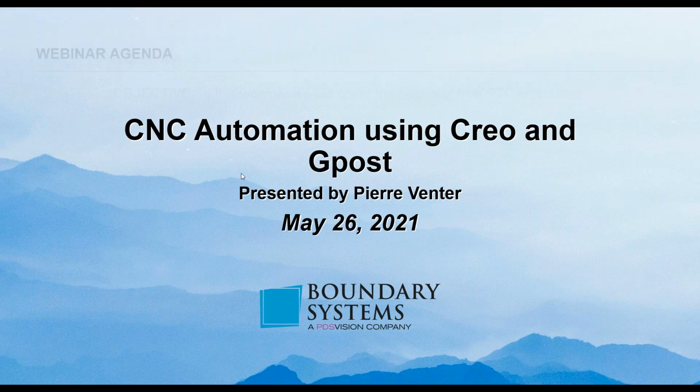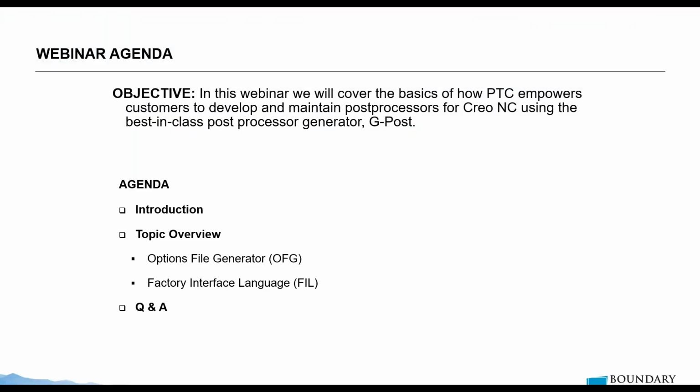So the first one is just a quick objective. In this webinar, we're going to look at the GPost functionality that comes with the Creo manufacturing stuff. If you have CNC or the CNC module, 3-axis, 4-axis, 5-axis, and the multitask stuff, then you're going to learn how you can create postprocessors. For today, we're going to keep it very basic. I'm just going to do a 3-axis, but I'm going to show you how to start it off, and from there, we're going to build on top of that.